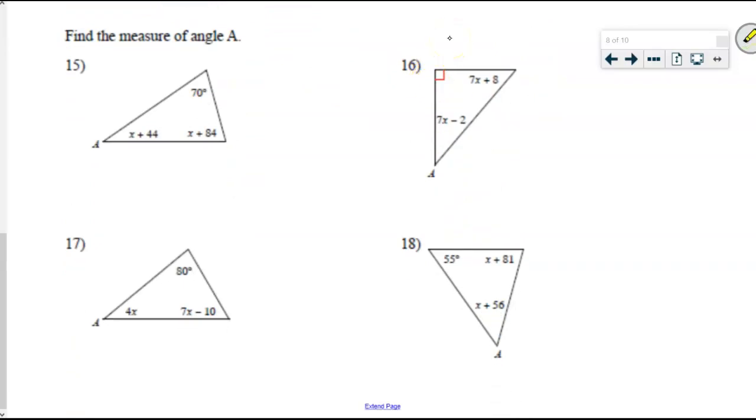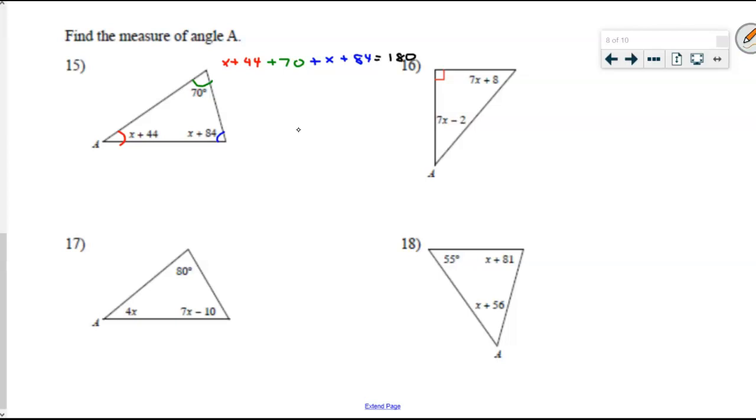Find the measure of angle A. But again, it's not that it's any more challenging, I've just added some extra steps. Here's angle A. Angle A is x plus 44, so that doesn't really help. But I know that when I add x plus 44 to the other angles of the triangle, 70 and x plus 84, I'm going to get 180. So I'm setting up an equation and taking the time to simplify before solving it.